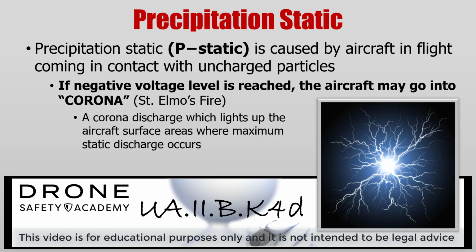Next up, precipitation static, or P-static. This is caused by aircraft in flight coming in contact with uncharged particles. So if the negative voltage level is reached, the aircraft may go into corona, sometimes called St. Elmo's fire. A corona discharge lights up the aircraft surface areas where maximum static discharge occurs.